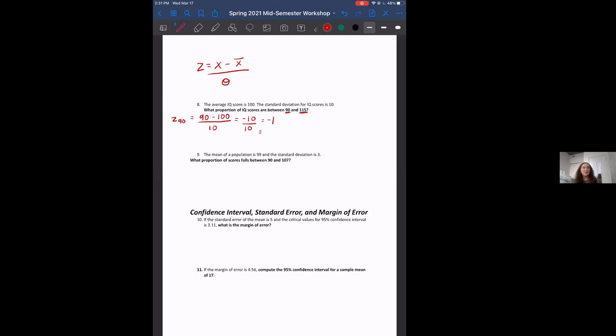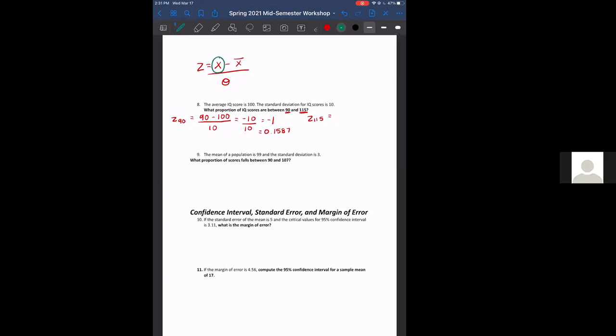All right, so what do you get when you plug negative 1 into the z table? 0.1587, good. So 0.1587. All right, so now let's find the z of 115. So what should we plug in for our first x? So this x right here.